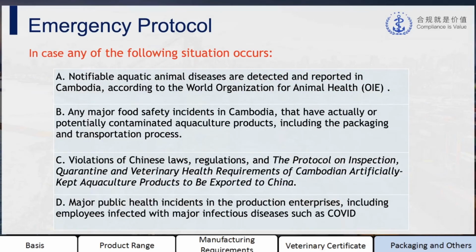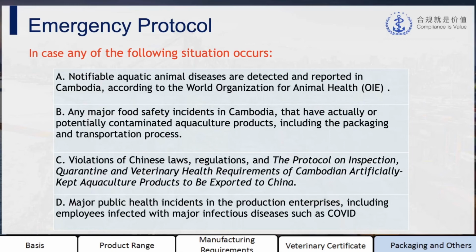Emergency protocol. In case any of the following situation occurs: A. Notifiable aquatic animal diseases are detected and reported in Cambodia, according to the World Organization for Animal Health. B. Any major food safety incidents in Cambodia that have actually or potentially contaminated aquaculture products, including the packaging and transportation process. C. Violations of Chinese laws, regulations, and the protocol on inspection, quarantine, and veterinary health requirements of Cambodian artificially kept aquaculture products to be exported to China.